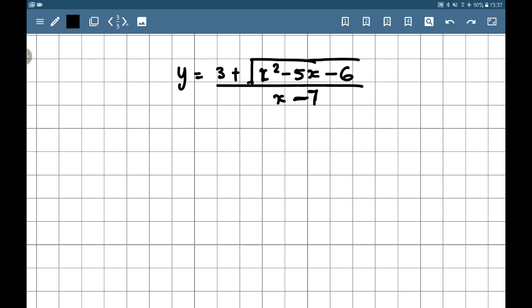For what values of x will y be real? Real. Yes. For what values of x will y be real?